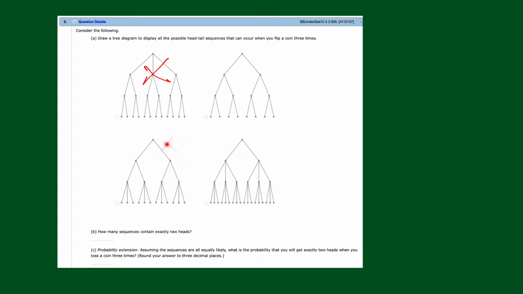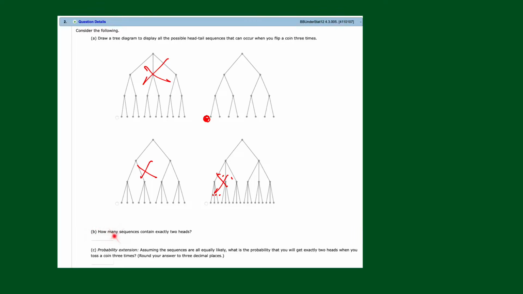This one down here, I don't think so, because you get a head or a tail, and then you get a head or a tail, and then what happens here? A head, tail, and then what's that? Okay, so this one is out. And same thing here. You can't have 1, 2, 3 possibilities here. 1, 2, 3. That one's out. The only one that works is this one right here.